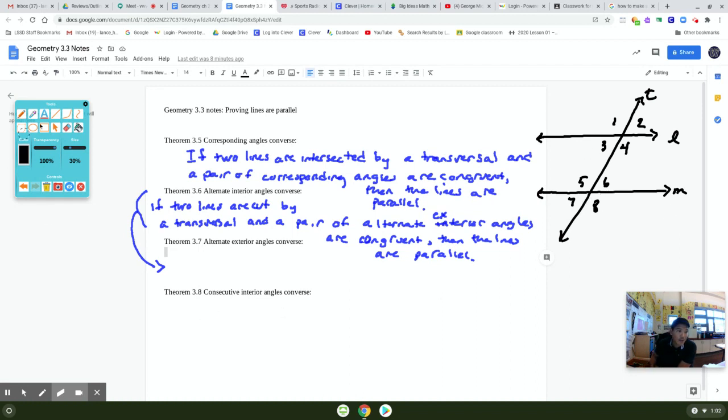But for the consecutive interior angles theorem converse, if I have a pair of consecutive interior angles, such as angles 3 and 5, those are consecutive interior angles, if they're supplementary, in other words, they add up to 180, then the lines would be parallel. So you could say if angle 3 and angle 5 are supplementary, or you could also say if the measure of angle 3 plus the measure of angle 5 is equal to 180, then the two lines L and M would be parallel. Okay.